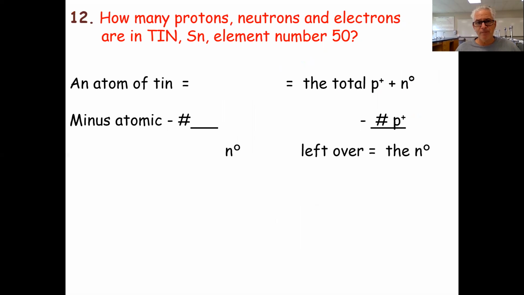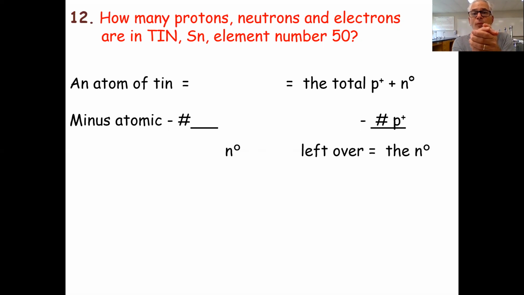Tin is number 50, Sn. Tin Man is a character in the best movie ever made, called The Wizard of Oz. So an atom of tin, if we look it up, number 50, it's right here. It has a mass of 118.71. We call that 119. 119 is the total number of protons and neutrons in the nucleus.